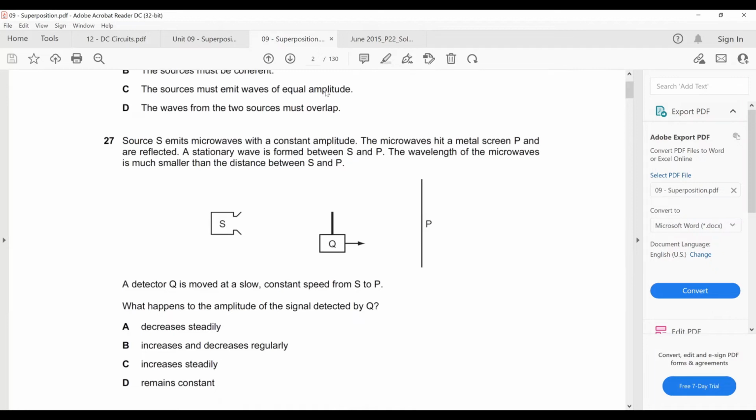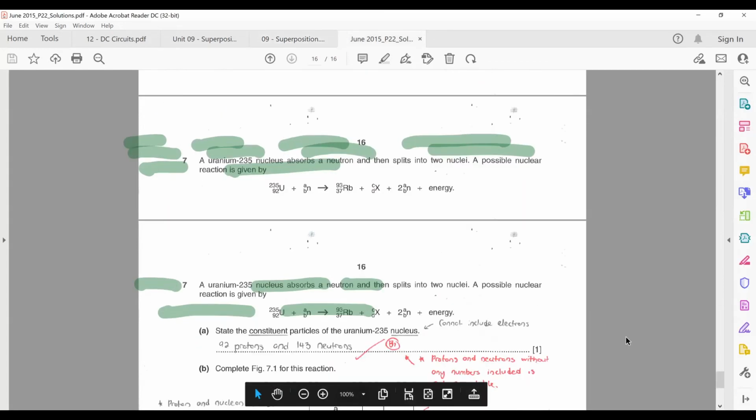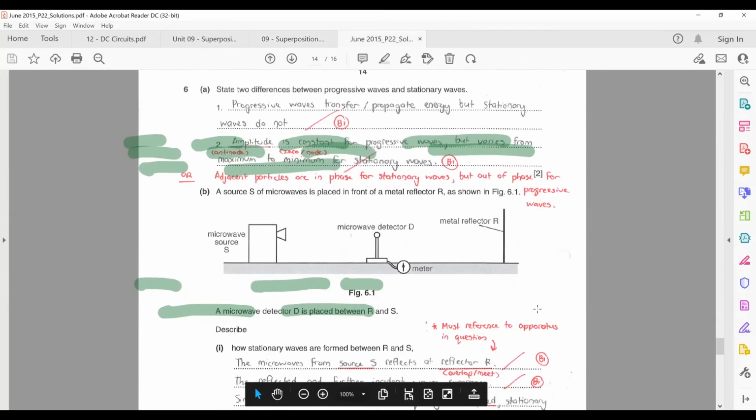This is kind of like that question that you've just done for the structured question. Source S emits microwaves with constant amplitude. The microwaves hit the metal screen P and are reflected. A stationary wave is formed between S and P. The wavelength of the microwaves is much smaller than the distance between S and P. A detector Q is moved at a slow constant speed from S to P. What happens to the amplitude of the signal detected by Q? So you read this one. This one is like that question that you just did on page 6.